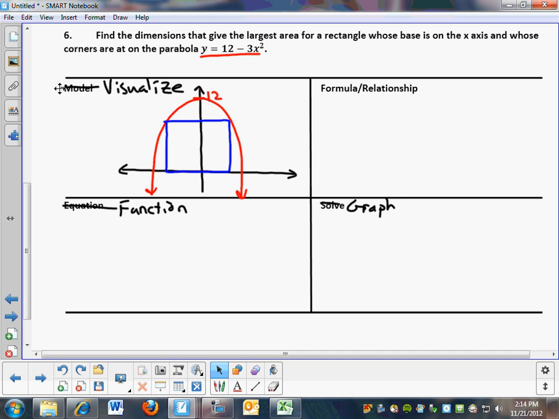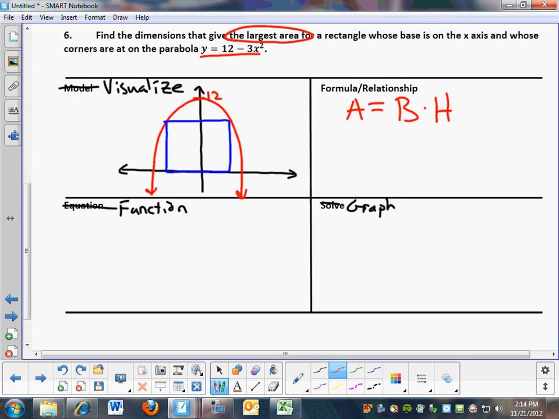What's the main thing I'm trying to do? What's my objective? Largest area. So what should I write down? Area equals, I suppose you could take the length of the base times the height. Should we do that? Okay. So we need an expression for the base. We need an expression for the height.